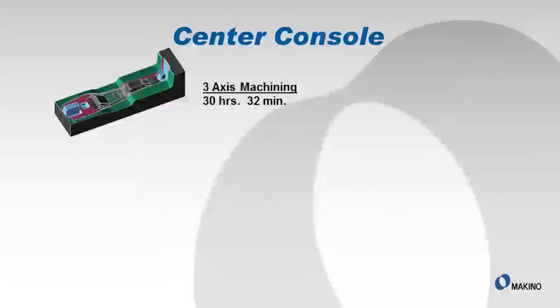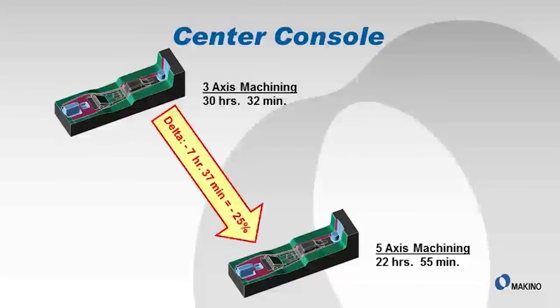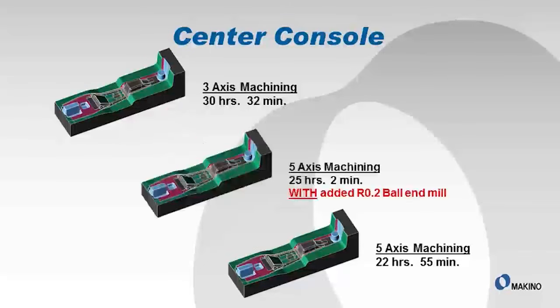So what I've done here is put together again a comparison. Here's the 3-axis machining, which was 30 hours and 32 minutes. With the same type of ball nose end mill and same type of features and finishes, with the 5XC, we can get down to 22 hours and 55 minutes. The delta is 7 hours and 37. So we've taken a shift, 25% of the cycle time out of that workpiece.